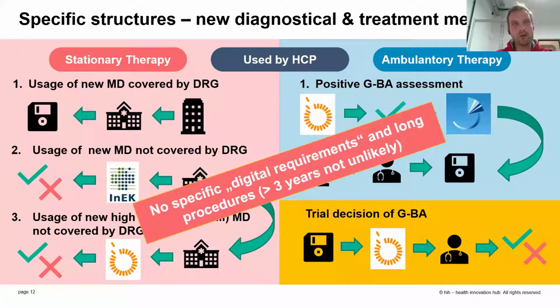So all in all, the problem with these GBA-based or Joint Federal Committee-based procedures is that, first of all, they are not very specific with regard to digital solutions. There are no digital requirements set out in any of the rules here. And the procedures are quite long. More than 3 years for such a procedure is not unusual.